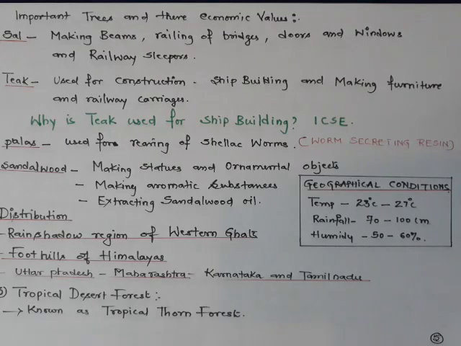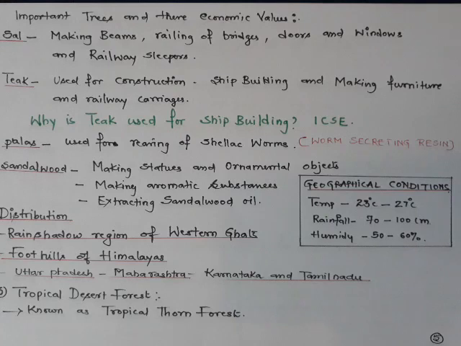Important trees of deciduous forests are saul, which is used for making structural beams, railing of bridges, doors and windows, and railway sleepers. Why? Because saul is water resistant. Teak, again, is used for constructional purposes, shipbuilding, and making furniture and railway carriages.